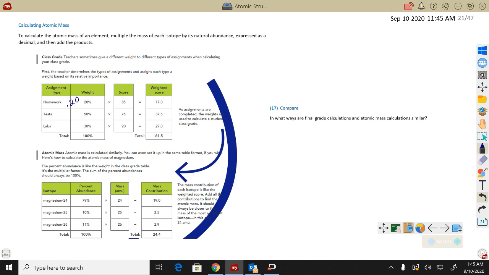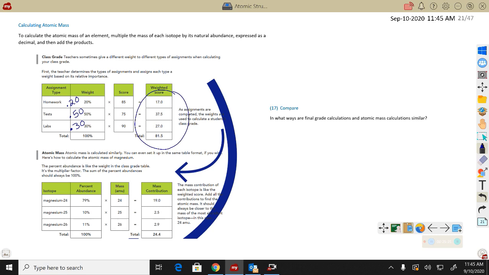So this would be 50%, 0.5, times 75 points in the test category. So even though there's less points in the test category, it counts for 50% of the grade. And then labs are 30%, 0.30, that's a decimal, times 90. And then all we do is add. We just add these all together to get the total. So their overall score is an 81.5.